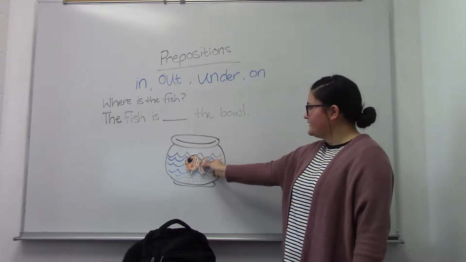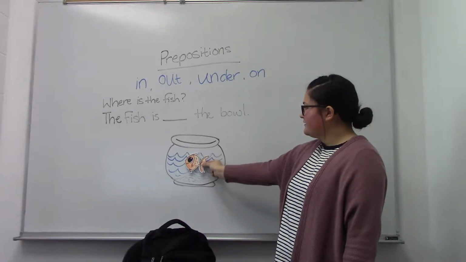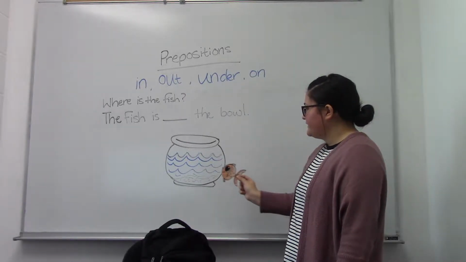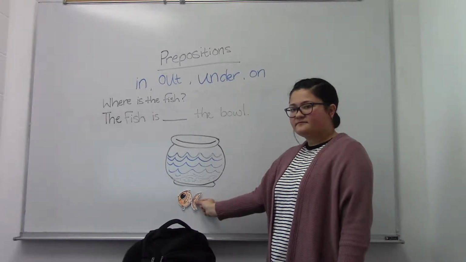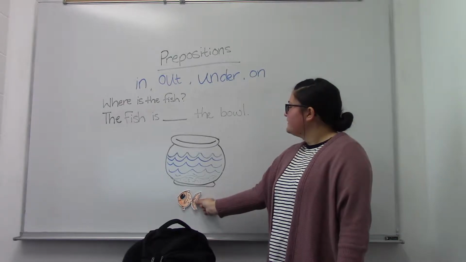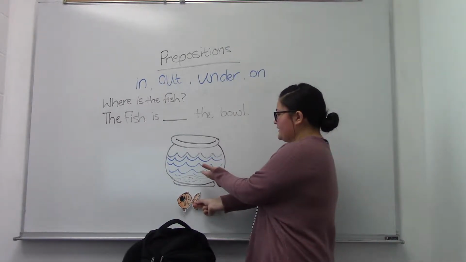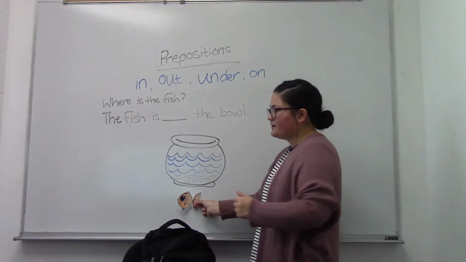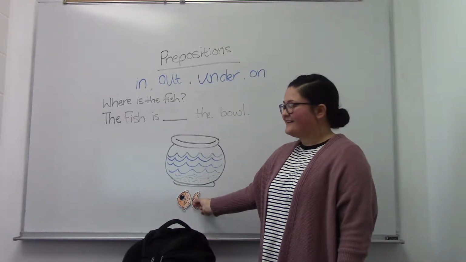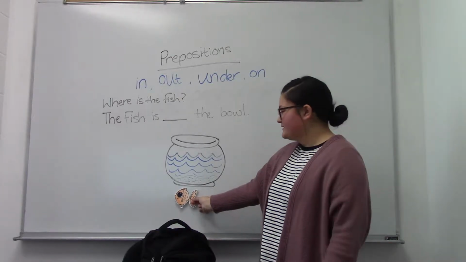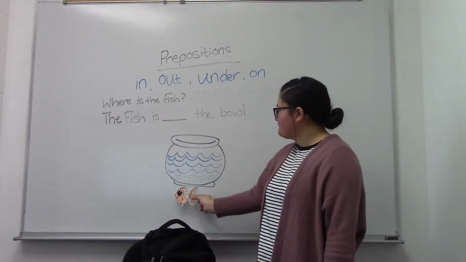Class, where is the fish? The fish is in the bowl. Perfect. It is in the bowl. Now, if the fish was here, where is the fish, class? The fish is out of the bowl. Correct. It is both not in the bowl, so it is out of the bowl, and also because it is on this side of the bowl, what else could we say? What's another preposition that we could use? The fish is under the bowl. Under, perfect. So both of those responses would be correct, depending on what you're trying to say. He is both under and out of the bowl.